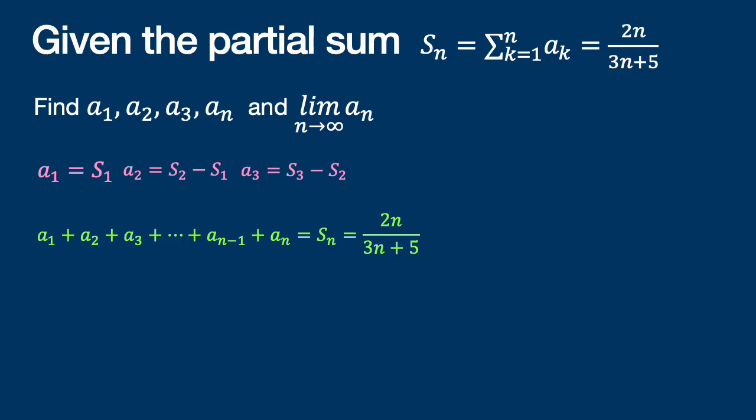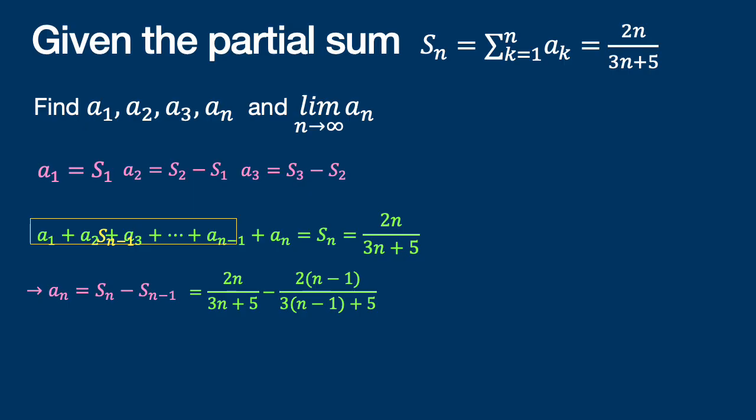What is A1 to A(n minus 1)? That's going to be S(n minus 1). Now we can find the An. An is going to be Sn minus S(n minus 1). Sn is 2n over 3n plus 5. For S(n minus 1), replace n with n minus 1.